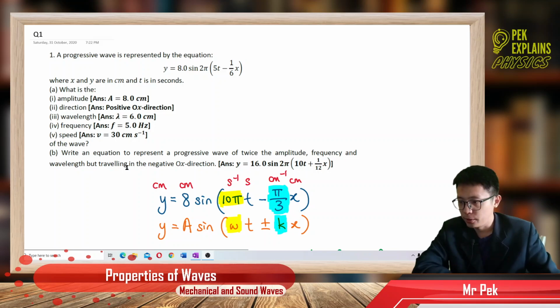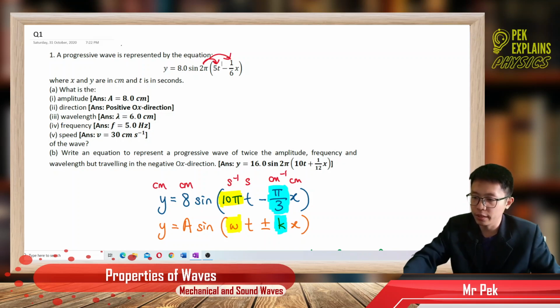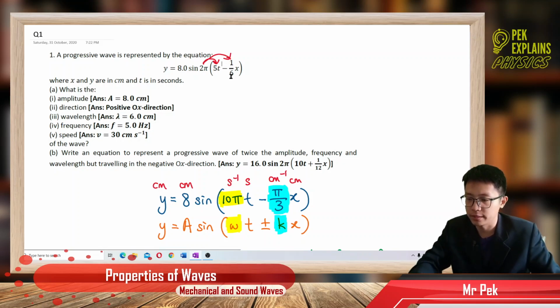So we want to find first the amplitude. Before we carry on, do you notice that there is a bracket? We must expand it. First of all, you need to multiply inside first. You cannot straight away do it. You must multiply inside.